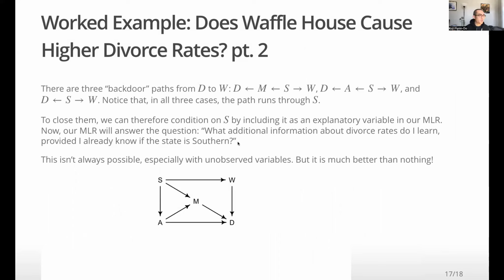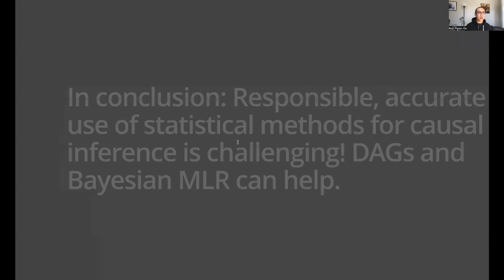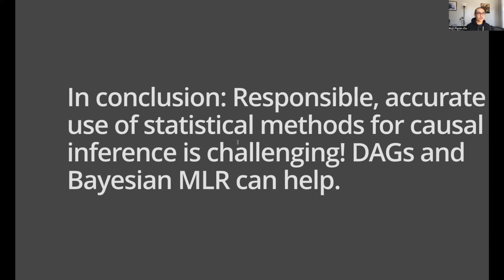But of course, this isn't always possible. Causal inference is really hard, and this requires not just good statistical knowledge, but also being able to draw these graphs and generate testable hypotheses, and also a lot of scientific knowledge. You're often going to have unobserved variables, but at the very least, you can better understand when to include which variables and when to exclude them. And that's roughly the conclusion. Responsible, accurate use of statistical methods for causal inference is super, super hard. But I think that directed acyclic graphs and Bayesian multiple linear regression can help us do that.